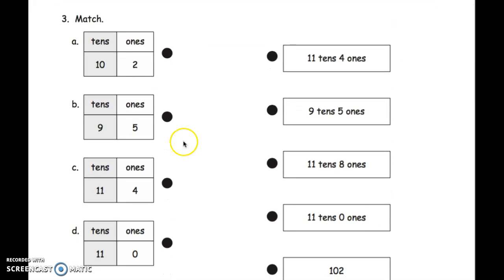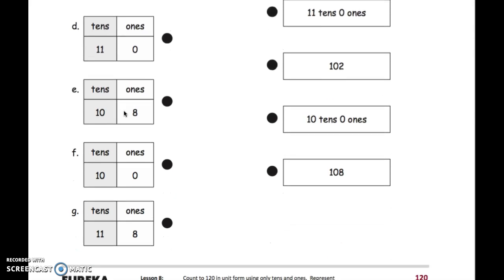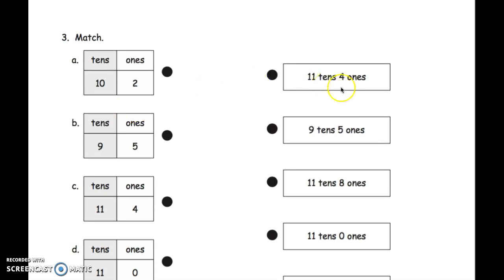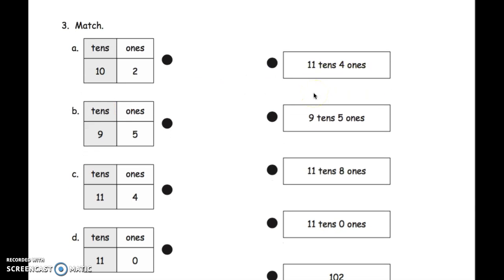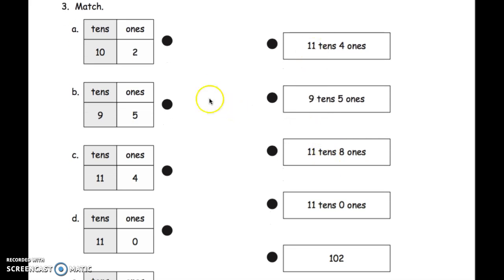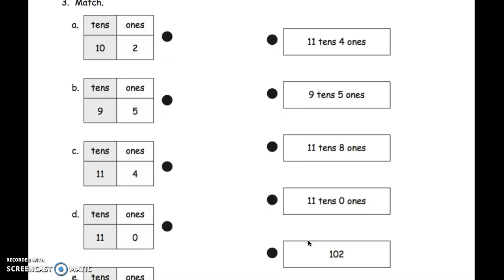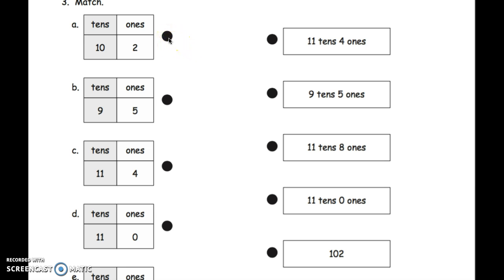Number 3. On this page, you have place value charts on the left side, going A through G. And on the right side, you have boxes that give words to describe how many tens and how many ones there are in a number. So you're going to match one of these place value charts that has a black dot and find which one of these boxes on the right is the same number. And you're going to draw a line from that black dot to the black dot that it matches.